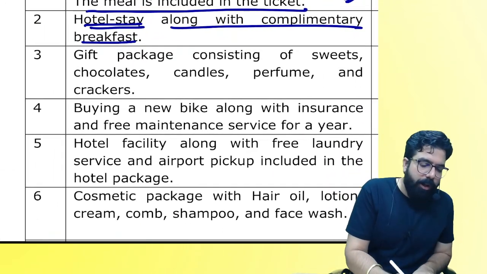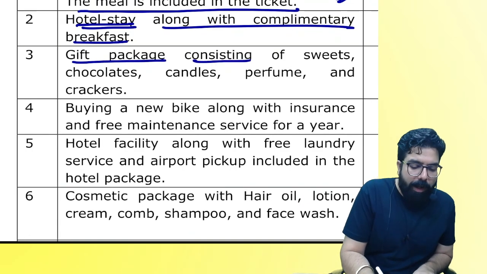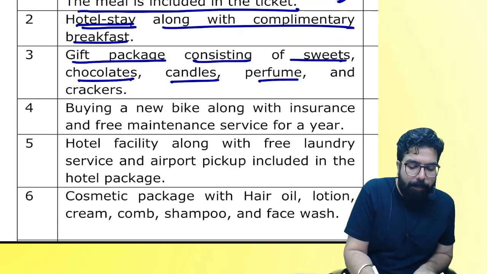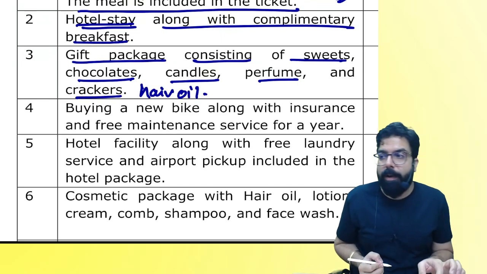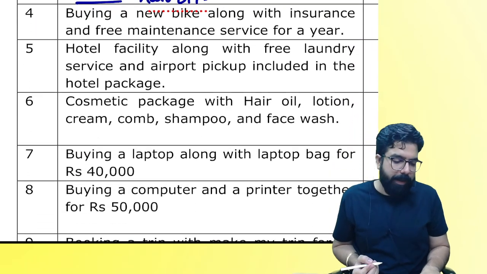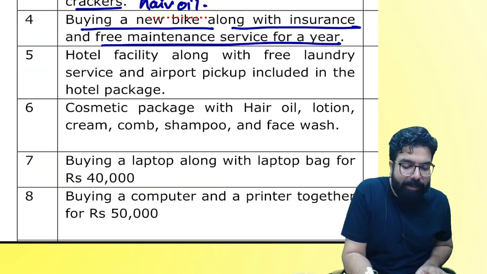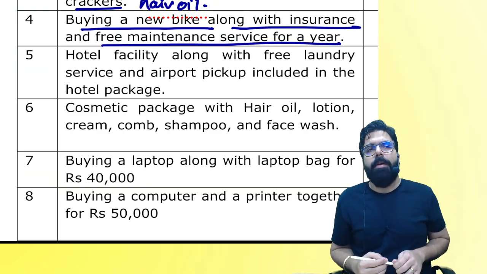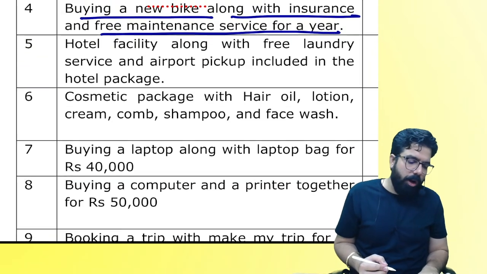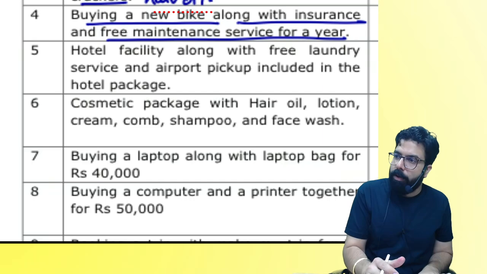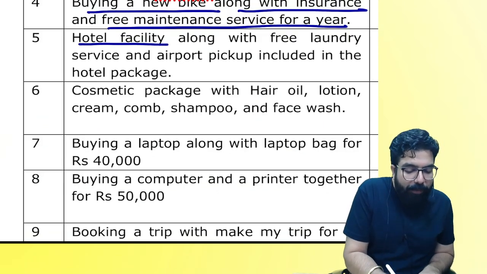Next. You got a gift package consisting of sweets, chocolate, candle, perfume, crackers, hair oil. What will it be? Composite or mixed? Mixed. You bought a bike with insurance and free maintenance service for 1 year. Natural bundle? Composite. Next. People getting it? No.